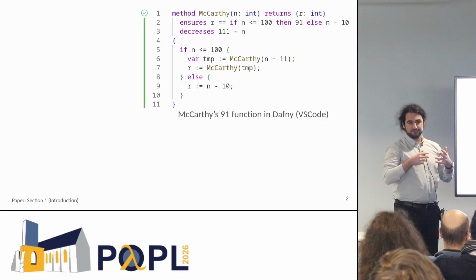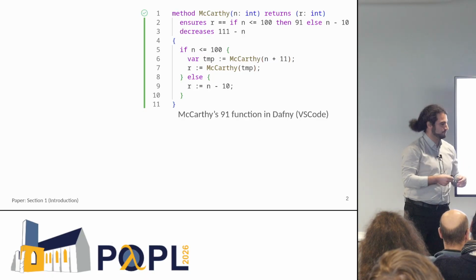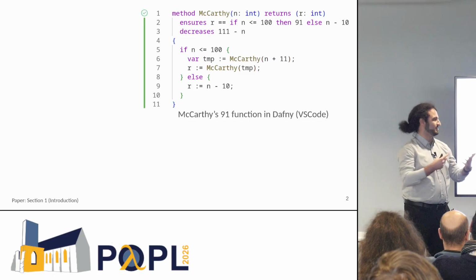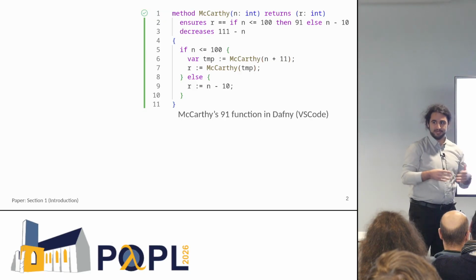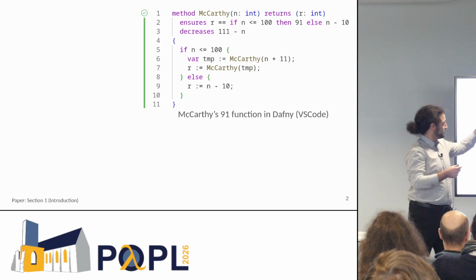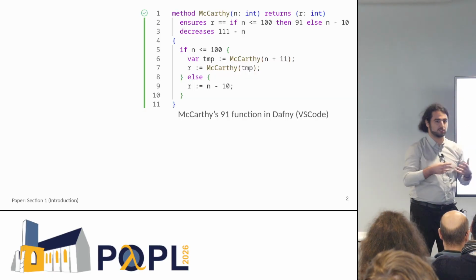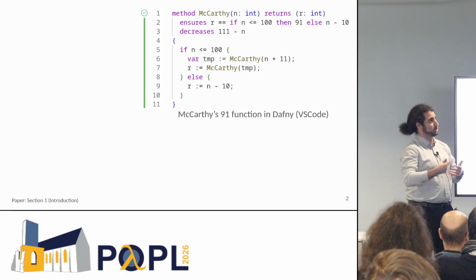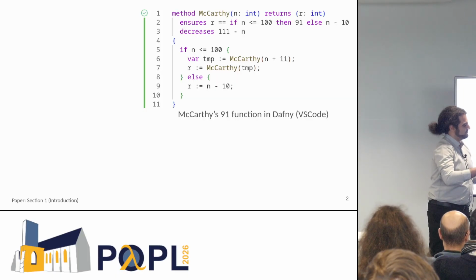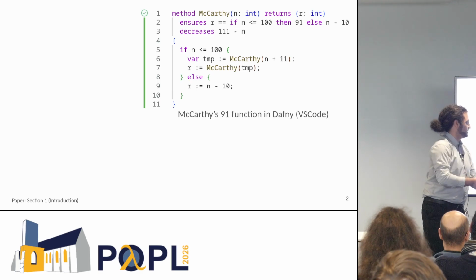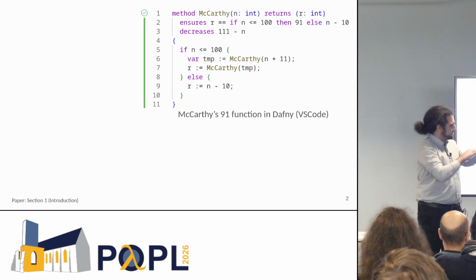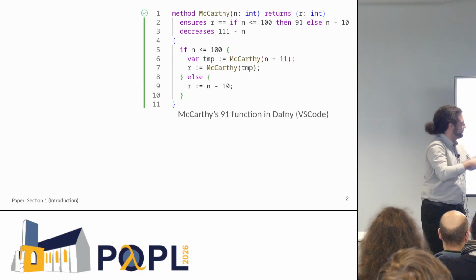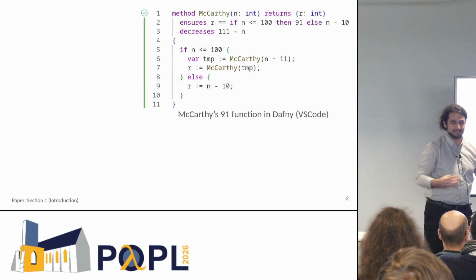What it says is that if you have an input which is at most 100, the result is 91, hence the name 91 function. And otherwise, it's n minus 10. It also has a decreases clause, which gives you the termination measure. This is something that needs to decrease on every recursive call, which ensures that Dafny knows that this function or this method actually terminates. And if you look at the body, you probably can't really see why this would implement the specification. That's fine.